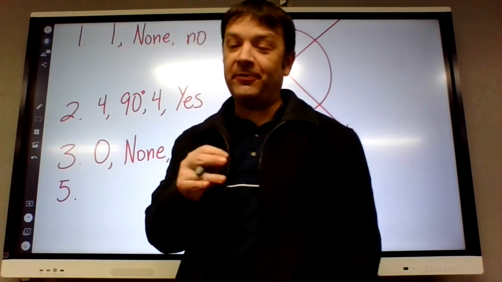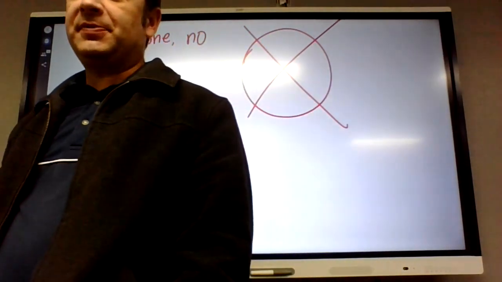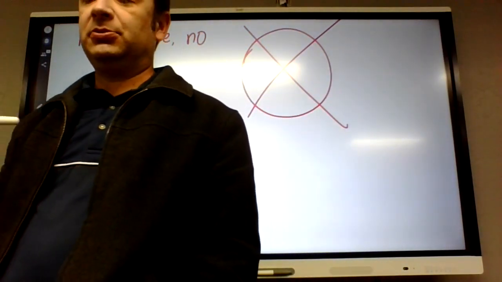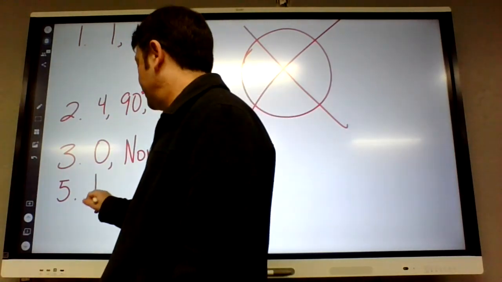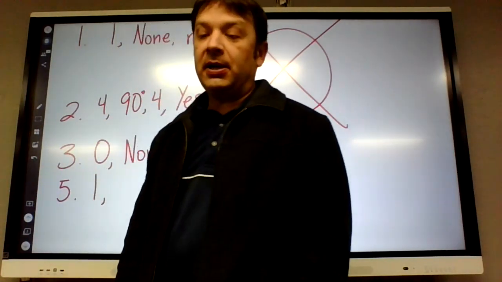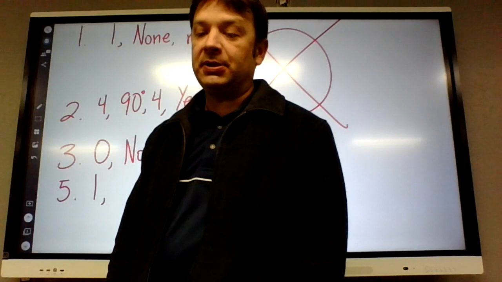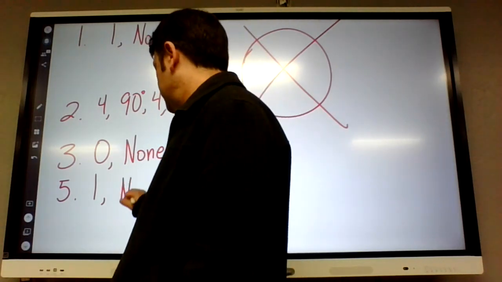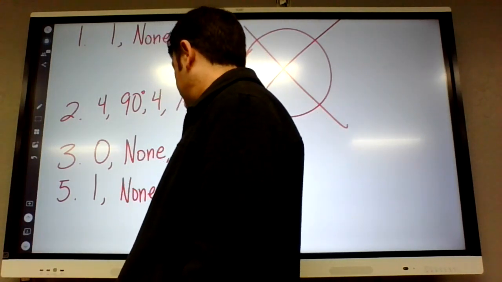Okay, number 5. How many lines of symmetry could be drawn on that? One, right down the middle. Okay, does it have rotational symmetry? No. So that means it doesn't have any point symmetry.